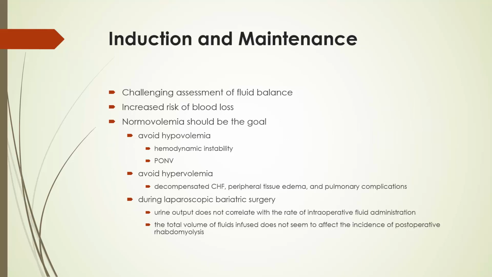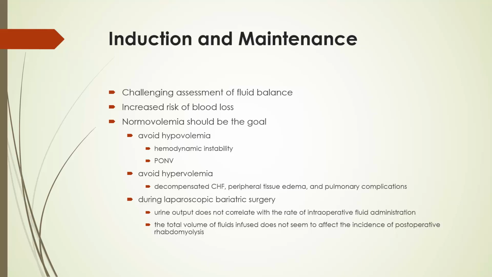Excess adipose tissue may make visualization of peripheral perfusion difficult, making fluid balance difficult to assess. Blood loss is usually greater in obese patients than in a non-obese patient for the same type of surgery because of technical difficulties in accessing the surgical site, and they usually require a bigger incision and more extensive dissection. So fluid management is particularly challenging in this patient population.